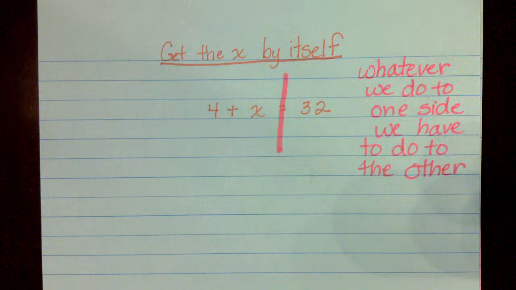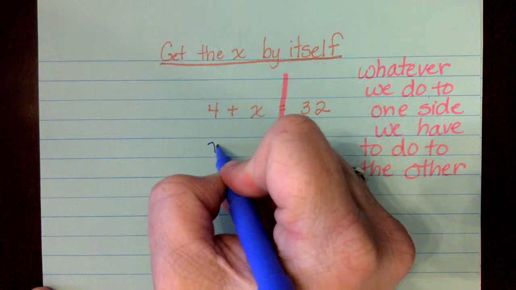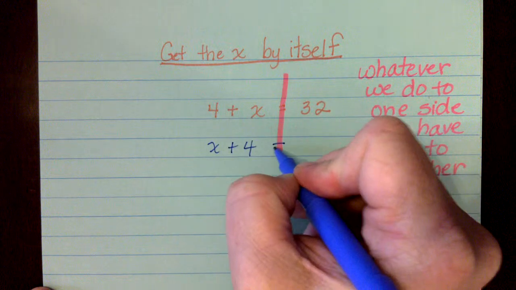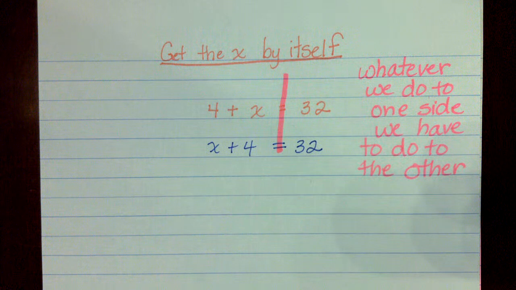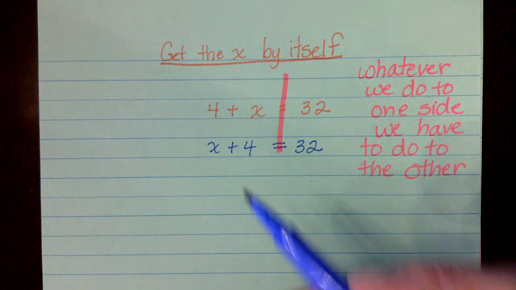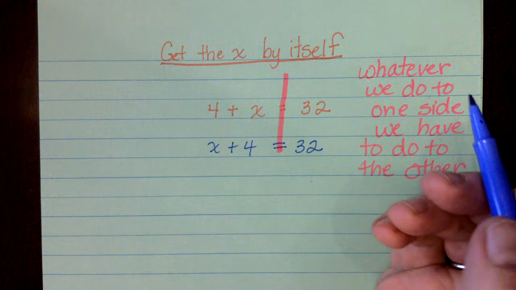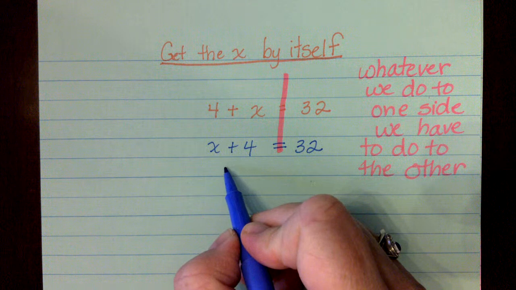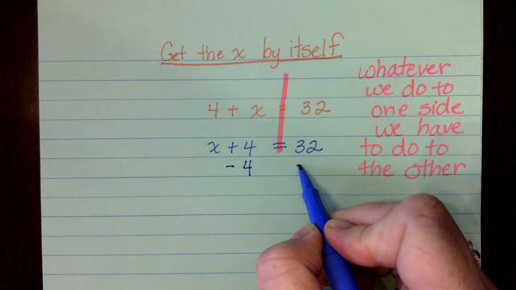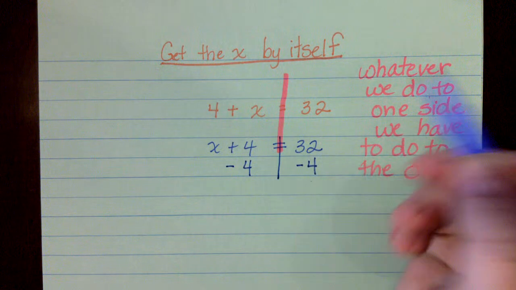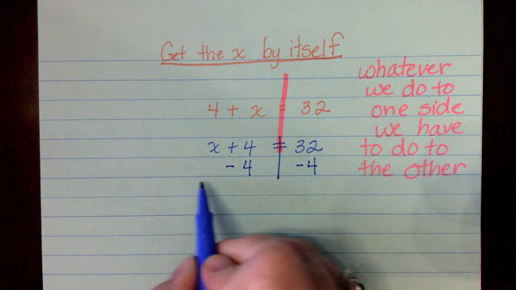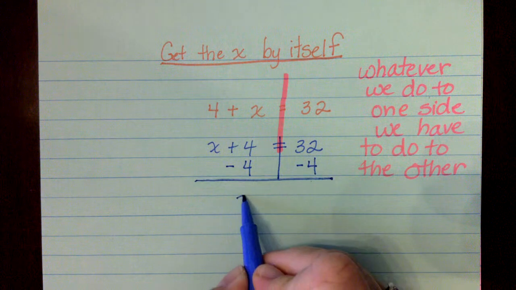So when we look at 4 plus x, because we know our fact families, we know that we can switch it over and do x plus 4 equals 32. Those both mean the same thing. To get x by itself, we're going to have to use the reciprocal operation of addition, which is subtraction. And we're going to use minus 4 on both sides of our equal sign. When we do that, we are left with x.